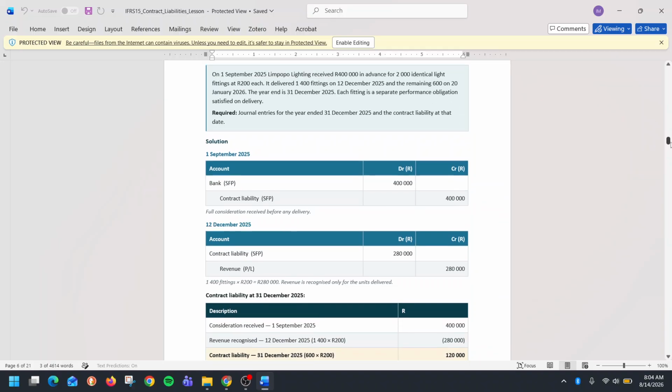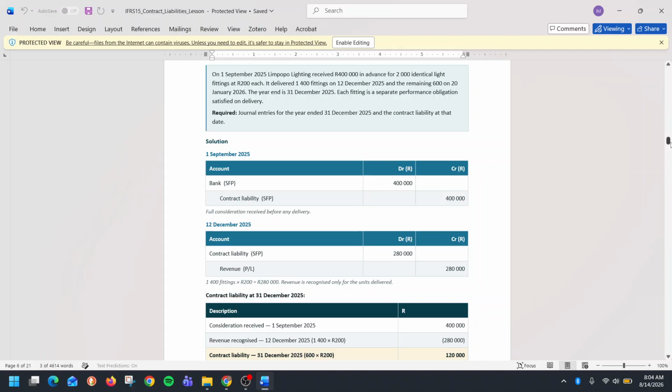Okay. We initially received 400,000. We need to recognize the 400,000 that we received. We didn't perform on the day that we received. We received the money on the 1st of September. Our first delivery was in December. In September, we are going to recognize the money that we received along with the contract liability that it created.